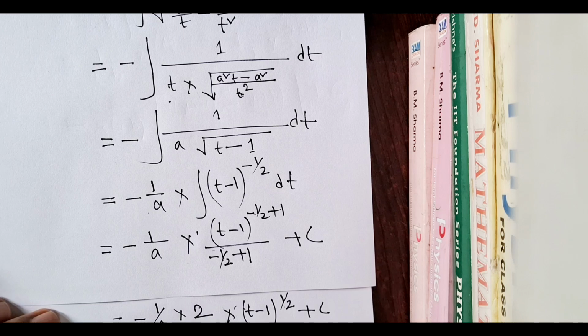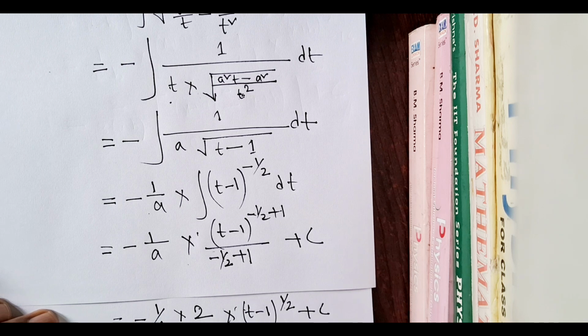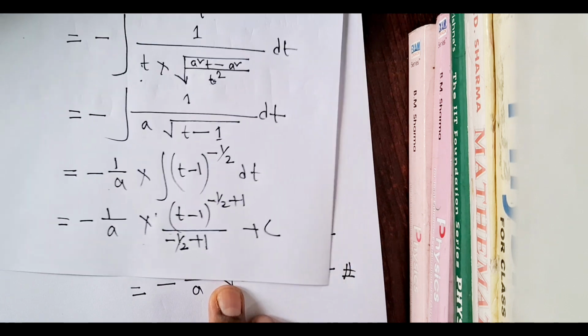Now this is nothing but minus 2 by a, and t minus 1 whole to the power half. In radical form you can write under root of t minus 1 plus c. This is your answer, and this was the solution of question number 3.